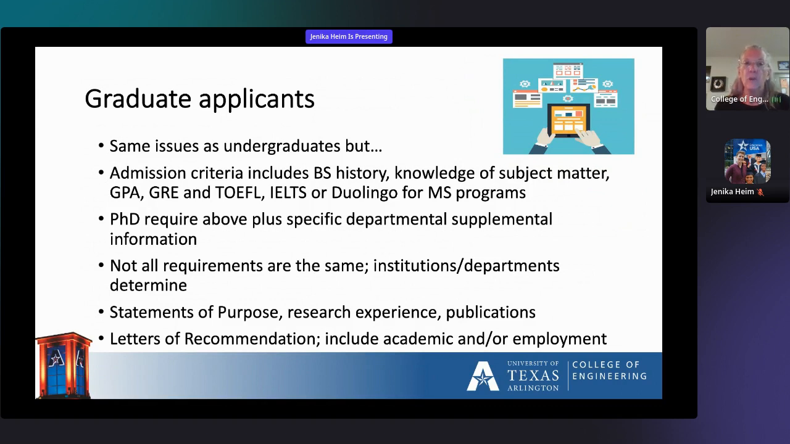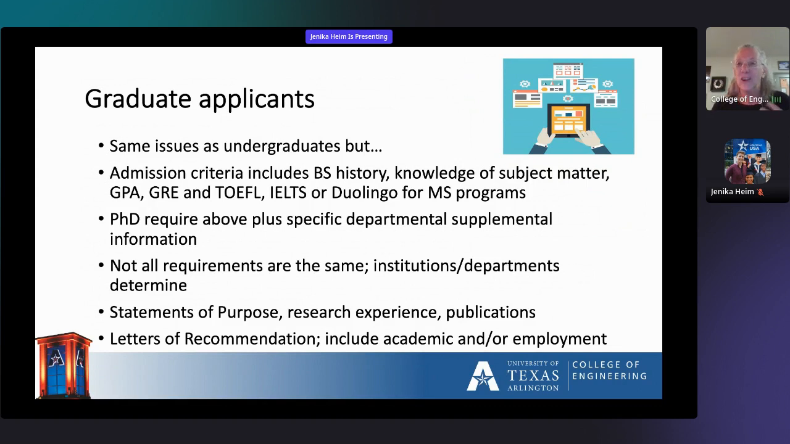And again, TOEFL, IELTS, or Duolingo. Many times at a master's level, those English proficiency requirement scores are going to be a little bit higher than they are for undergraduate. PhDs are going to require all of that, plus specific departmental information. Sometimes they want to know, how many papers have you published? How many times have you presented at a conference? Do you have a peer-reviewed article in a very well-known associated magazine or publication?